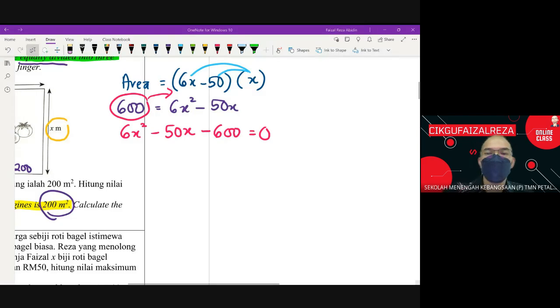Baru nak show off dengan calculator baru. I need to do it using my other calculator.